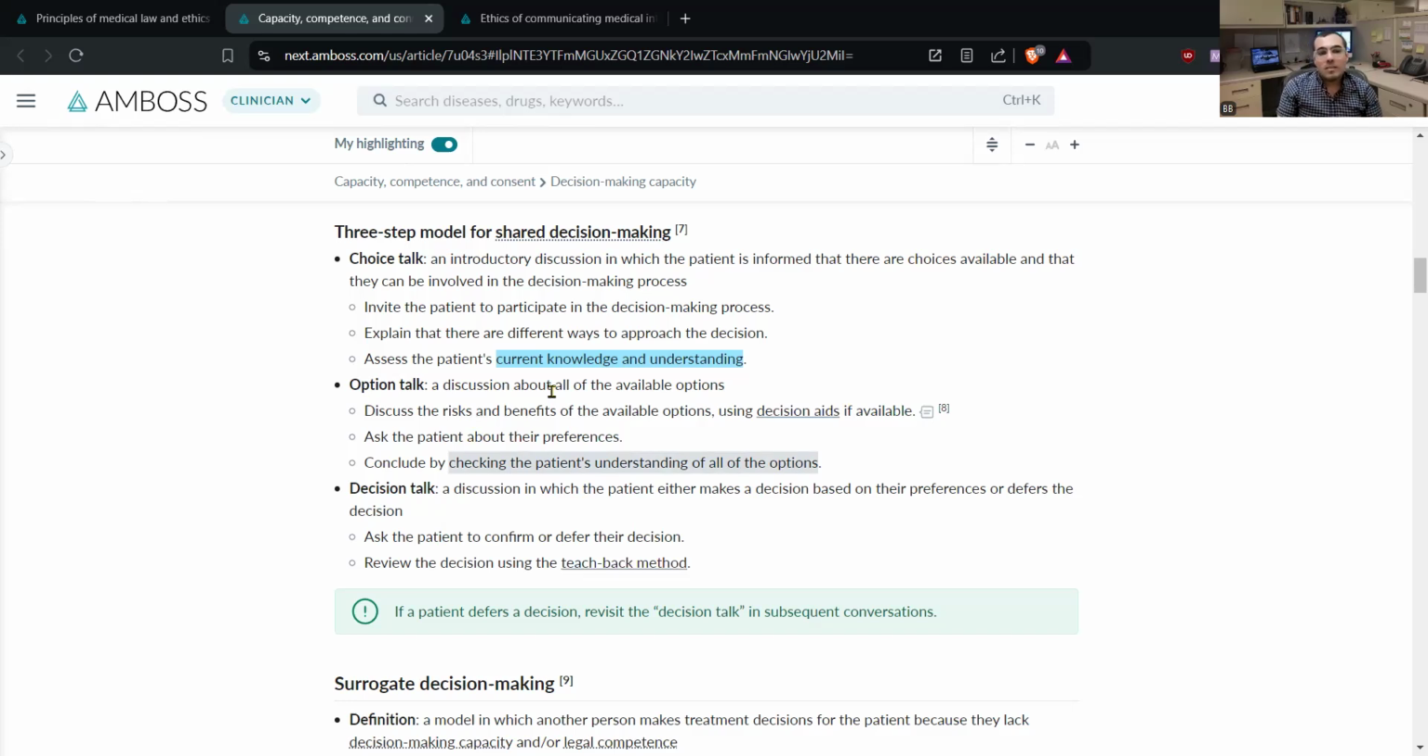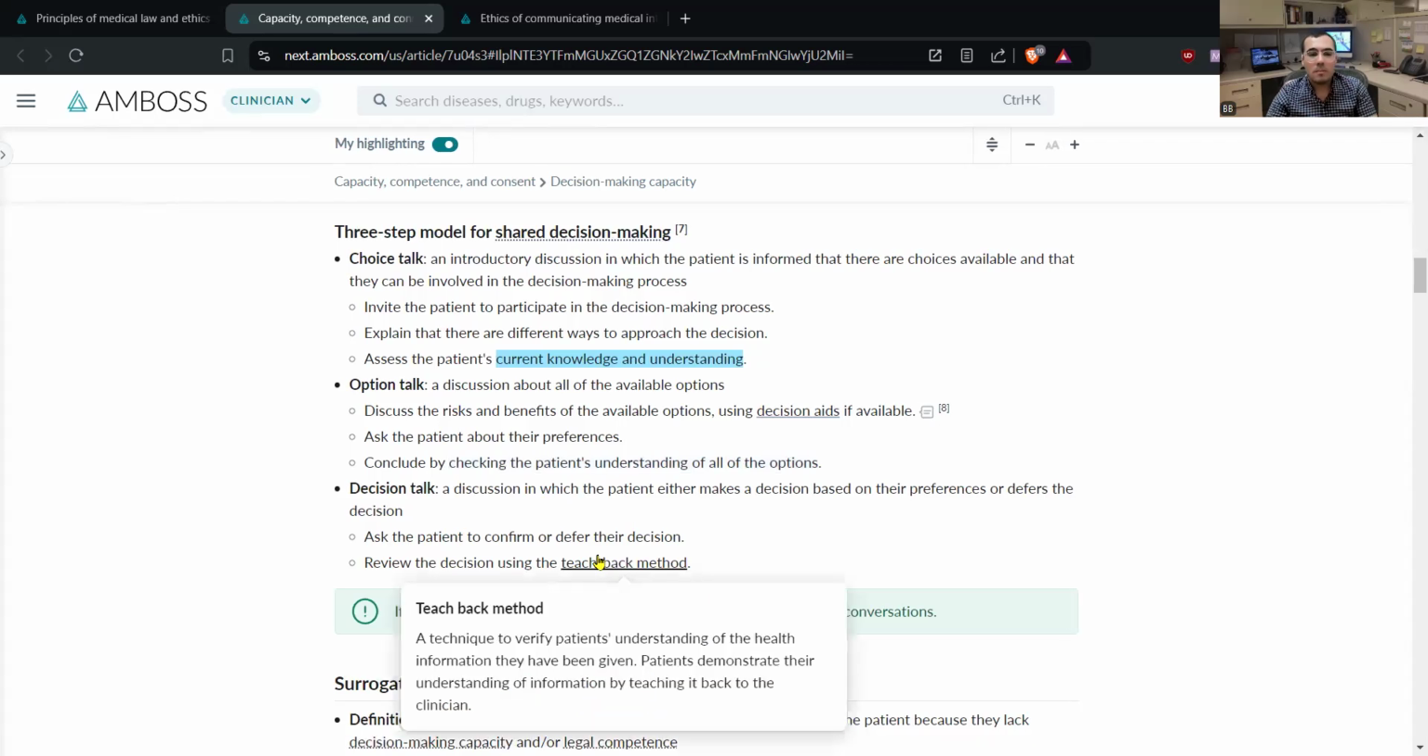Then the last thing is the final decision. I'm going to discuss with the patient whether he makes a decision based on their preference or defers the decision. Ask the patient to confirm or defer this decision. Do you really want this? Then I'm going to review the decision with the teach-back method.